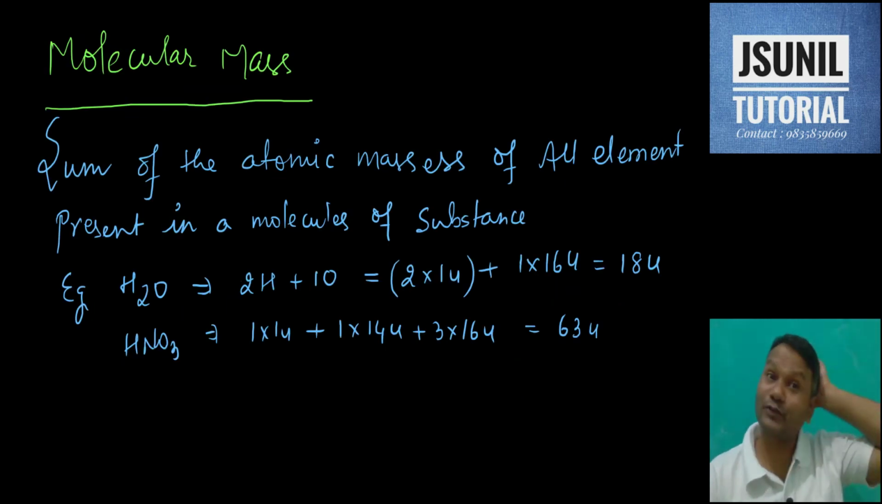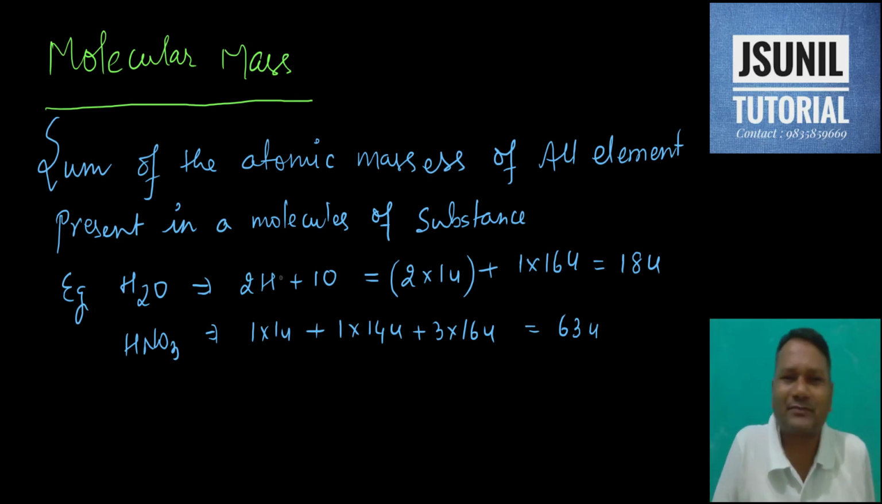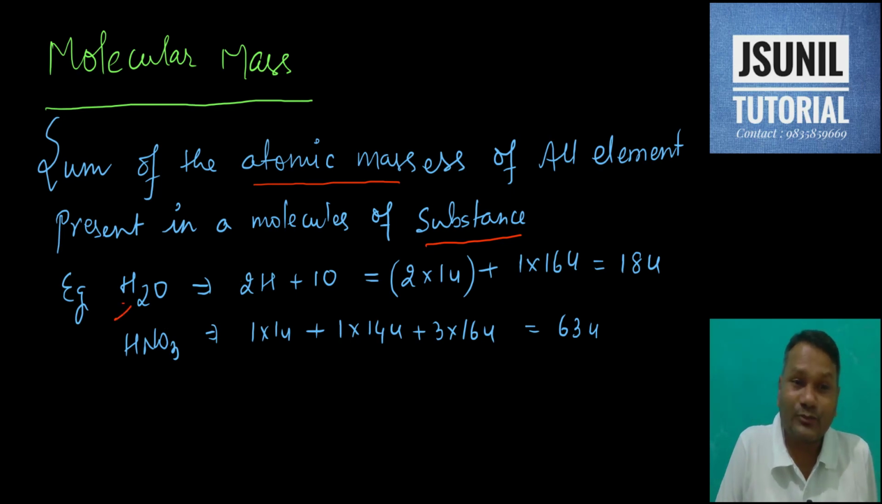Now, what is molecular mass? Molecular mass is the sum of the masses of the atoms of the elements present in a substance. For example, in H2O there are 2 atoms of hydrogen and 1 atom of oxygen. Then we multiply the mass of hydrogen by 2 and the mass of oxygen by 1. We get 18 u as the molecular mass.